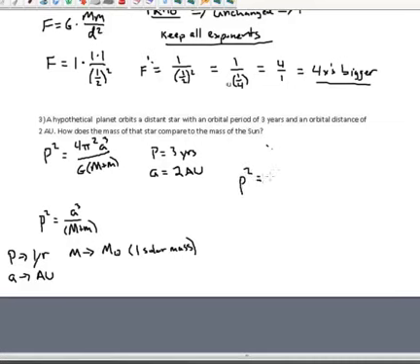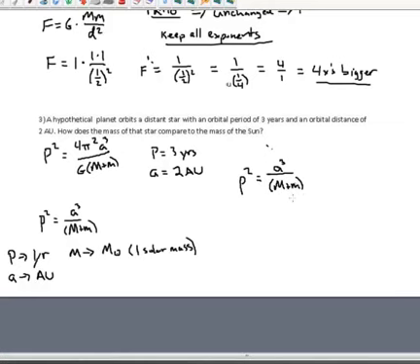Oh, and there's another trick we have to do here. See, this is a tricky problem. Okay, we have M plus m. Now, there's two masses here. And we have P and we have A, but we want to solve for the mass. So what do we do? We have the mass of the star and the mass of the planet.